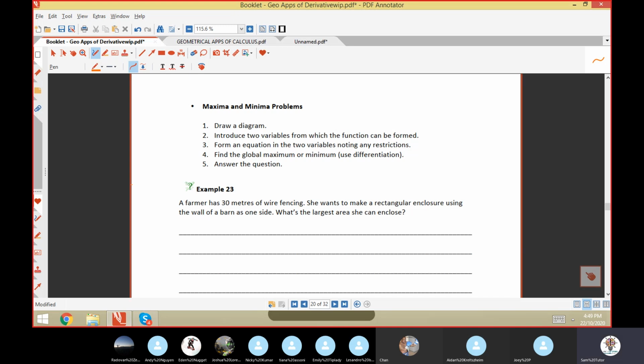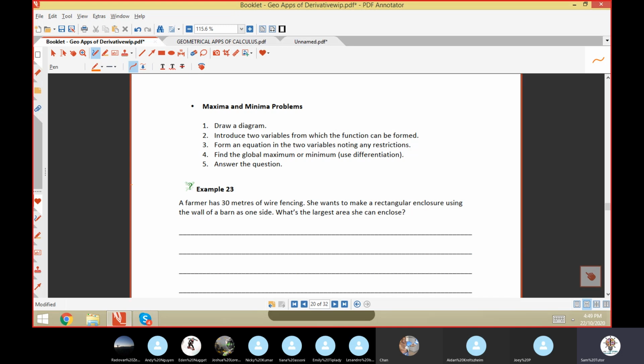Step 1, we can sometimes ignore, but step 1, draw a diagram if the diagram is not there. The harder ones, the diagram is usually there. Step 2, introduce 2 variables from which the function can be formed. Step 3, form an equation in the 2 variables, noting any restrictions. Step 4, just do stat points and max min, so do your nature. Step 5, answer the question. So, sounds weird, but I'll simplify it yet again.